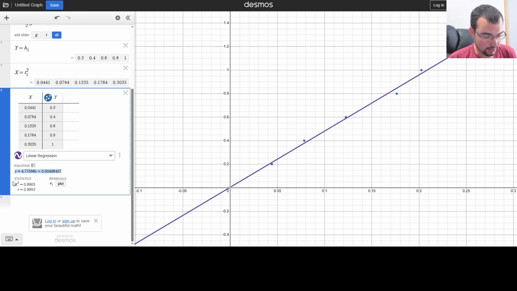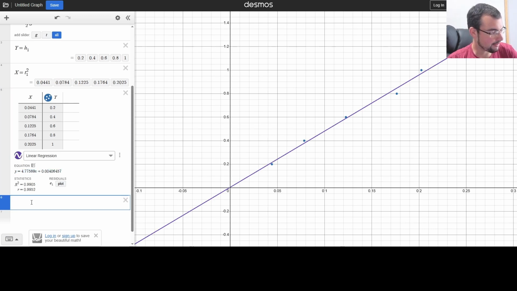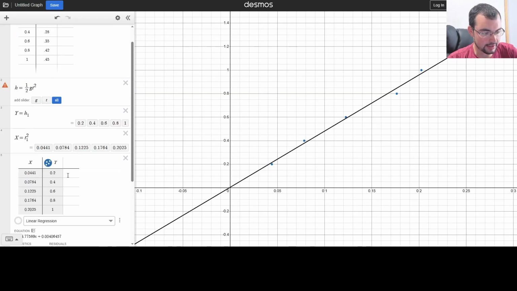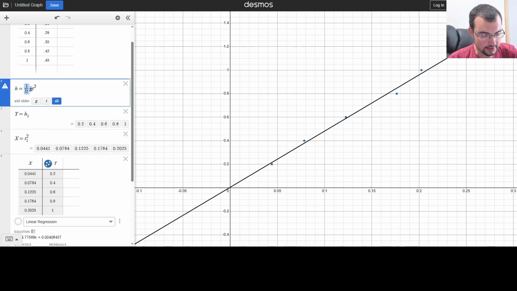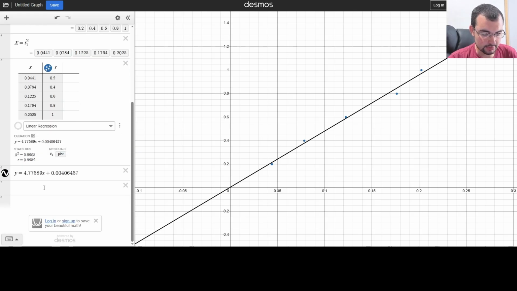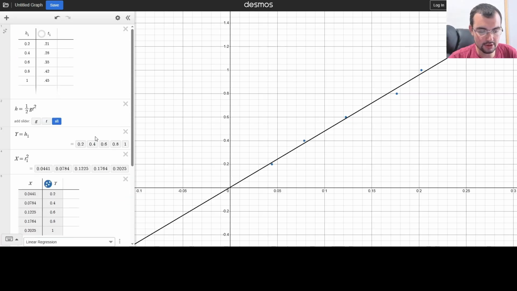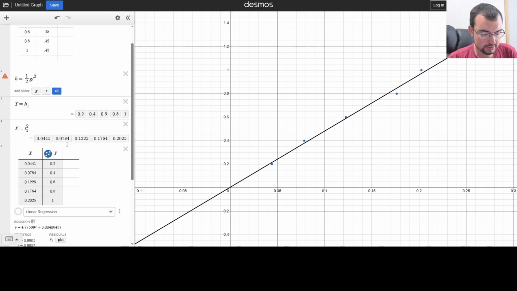It spits it out in y equals mx plus b format. There's your regression equation. We see it matches. In this case, I said 1/2 g is the slope. So if 1/2 g equals slope, then 2 times the slope is equal to g. So my experimental g is 2 times this number, which is the same thing we got earlier. So this is how you use Desmos to just do the AP Physics lab question. This works for basically anything.